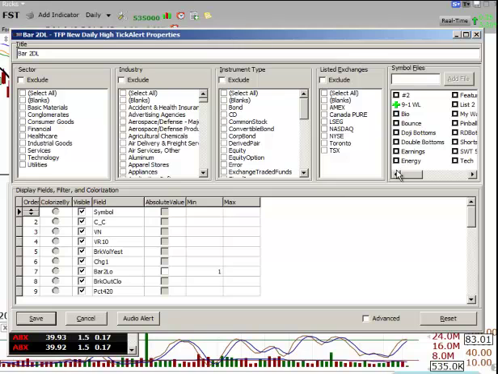There we go. If you click on the properties, you can see where it says bar too low. It's basically a 2-bar low and then reversing up. And you just have to put a 1 in that minimum column.